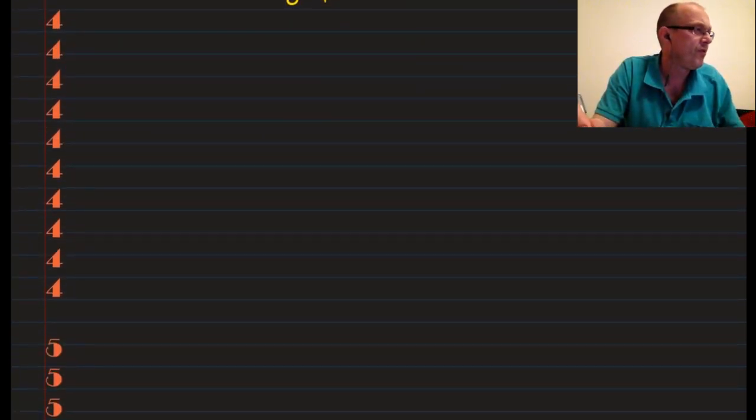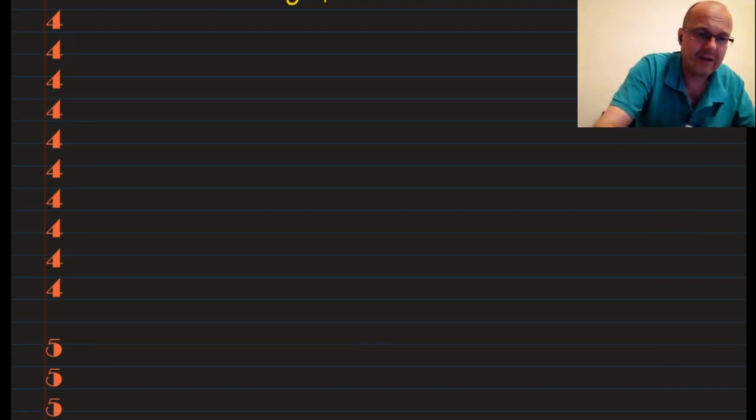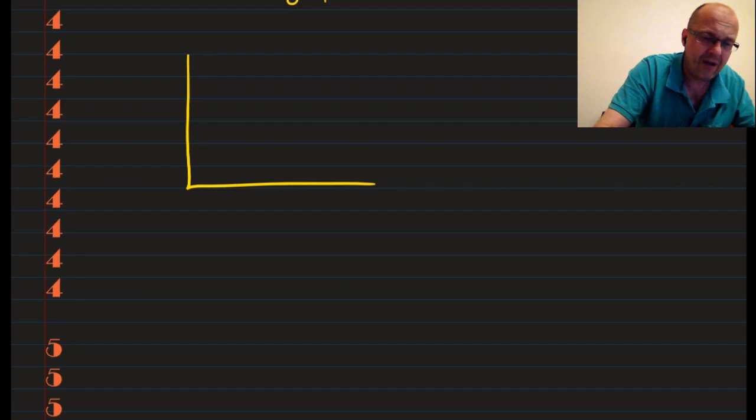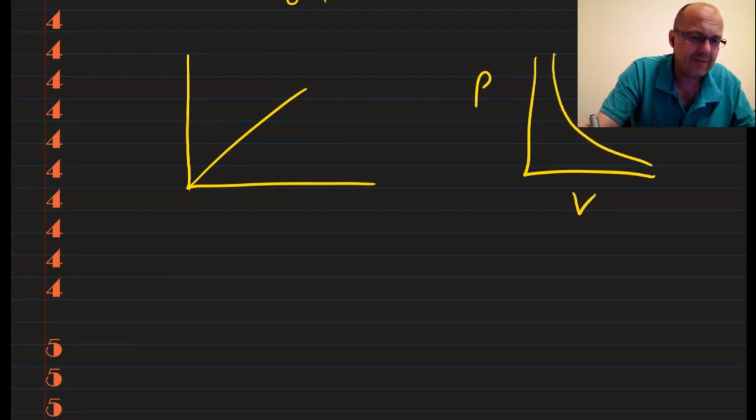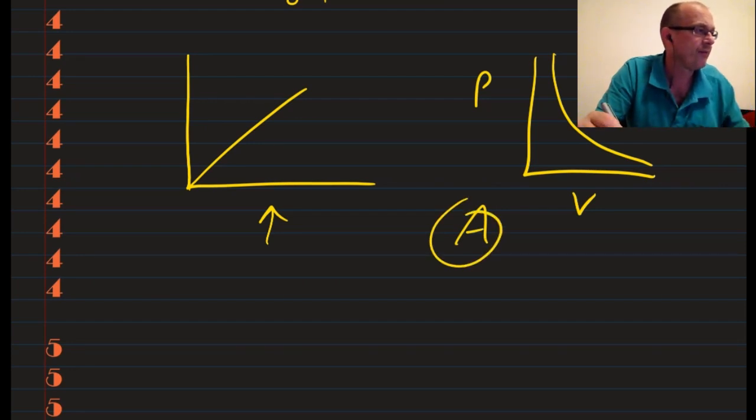Question 4. PV equals nRT. So you've got to remember that every graph looks like that, except for P versus V that looks like that. So which graph would not show a linear relationship? Oh, there we go. So P versus V, because everything else is going to be this graph here. So 4's A. Is it? 4's A. Nice.